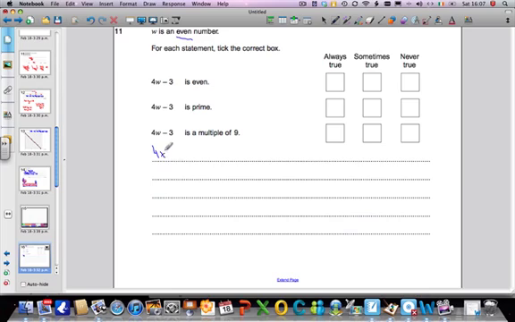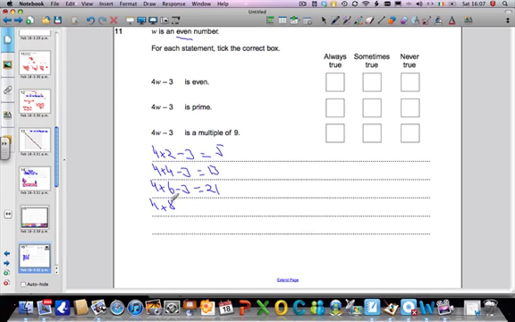I'm going to do 4 times 2, so I'm going to start with the smallest even number. 4 times 2 is 8, 8 take away 3 is 5. 4 times 4, the next even number, take away 3. 4 4s are 16, 16 take away 3 is 13. 4 times 6, take away 3. 4 6s are 24, 24 take away 3 is 21.